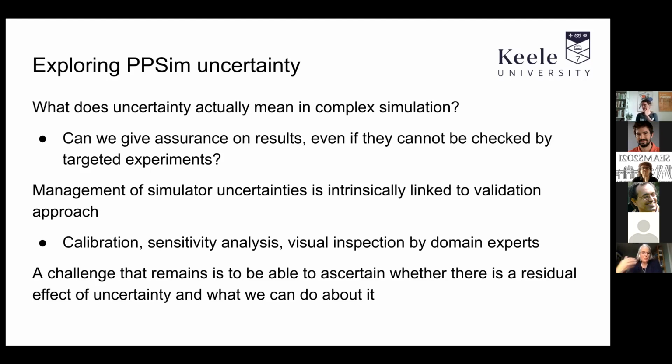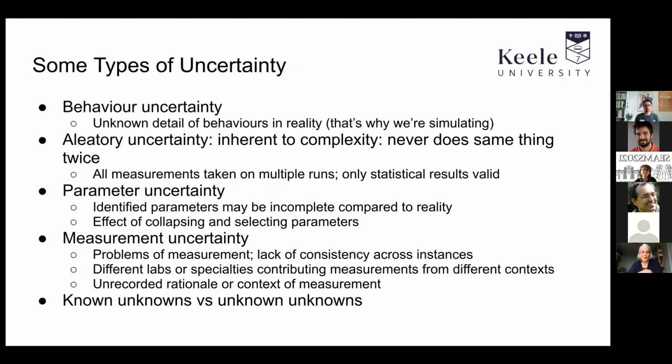So we go through this process of calibration and sensitivity analysis and a bit of visual inspection, but we still don't really know what's uncertain, partly because the real system that we're simulating is also uncertain. We can only observe it in restricted ways and over restricted time frames. So we've got uncertain uncertainty. Guess what? We've got unknown unknowns.